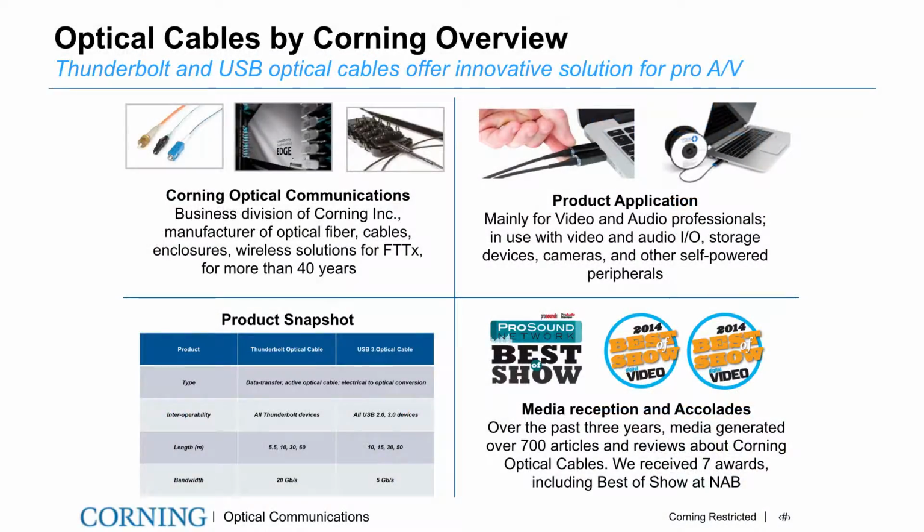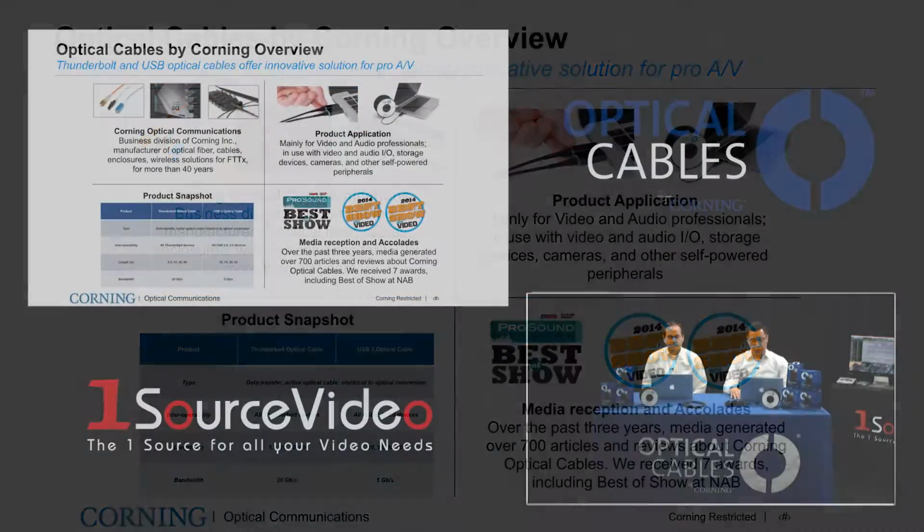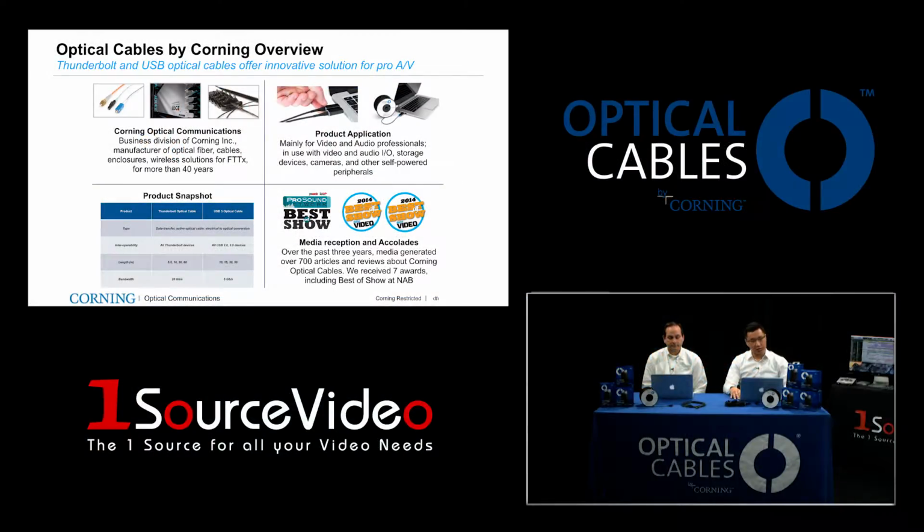So this is the overview slide that we're looking at. We are one of the business divisions of Corning Incorporated. The company has been around for more than 150 years, and we as a business division have been around for more than 40 years. We are a manufacturer of optical fiber, cables, enclosures, wireless solutions, and FTTX, which are also used for data centers.